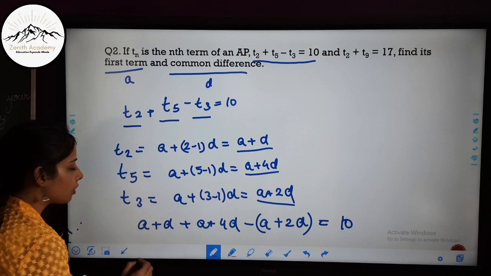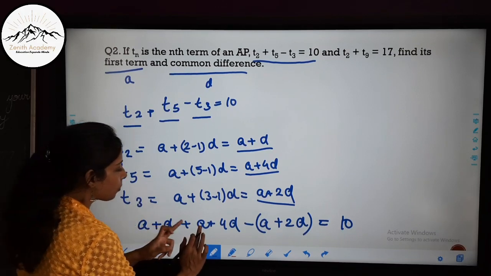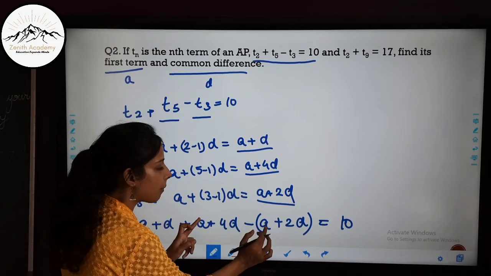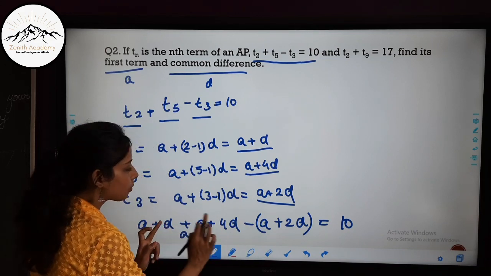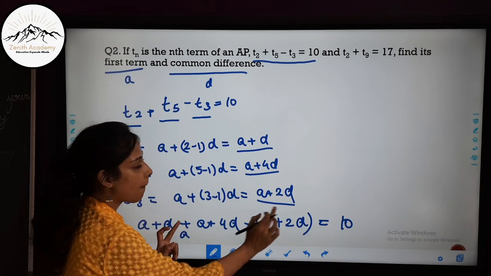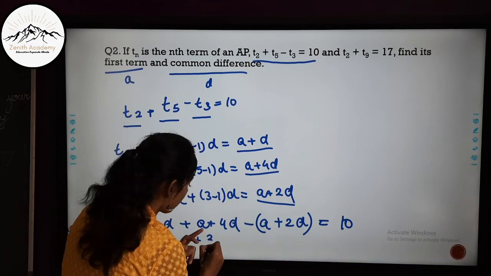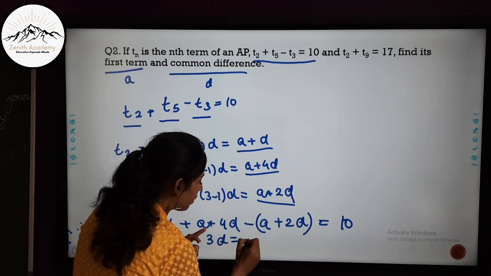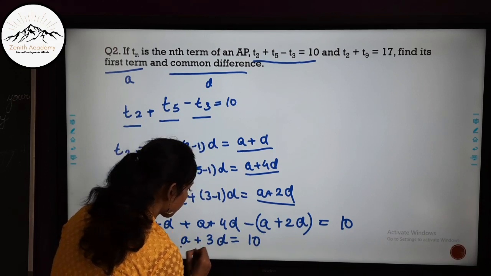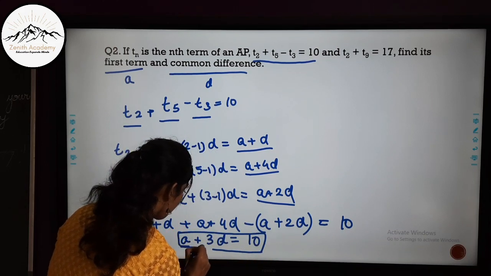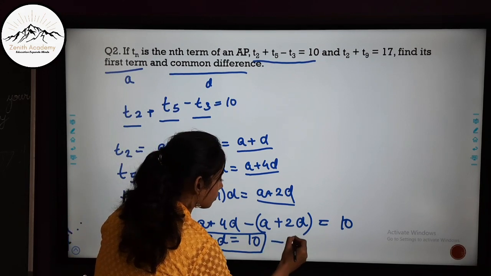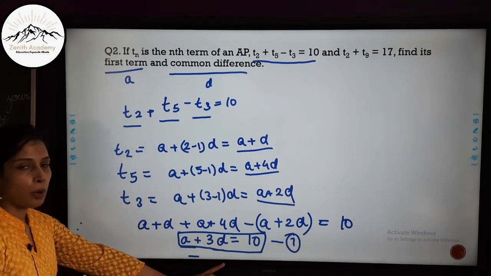We need to simplify this equation. So A plus A is 2A, minus A will give us A. D plus 4D is 5D, minus 2D is 3D. A plus 3D is equal to 10. This is our equation 1.